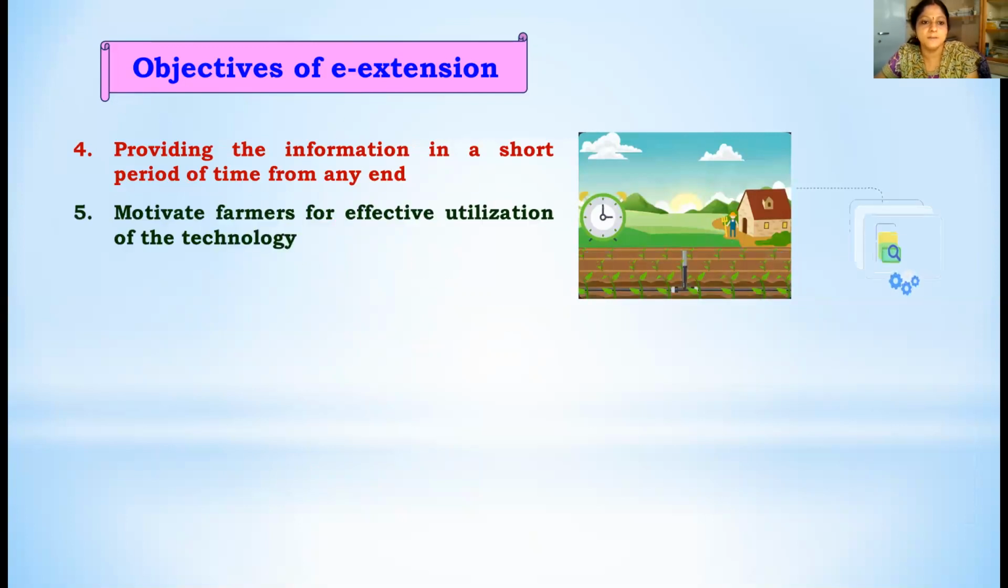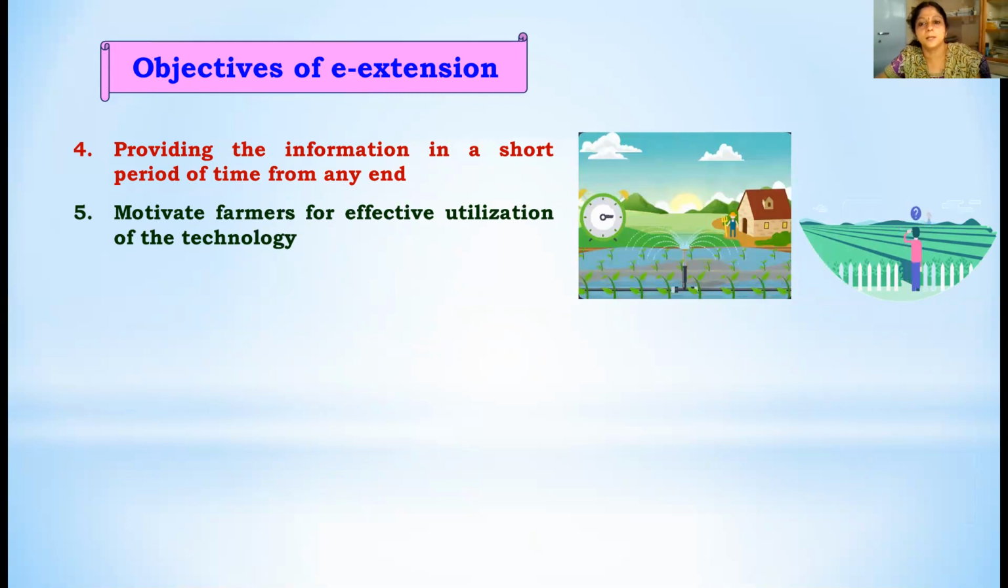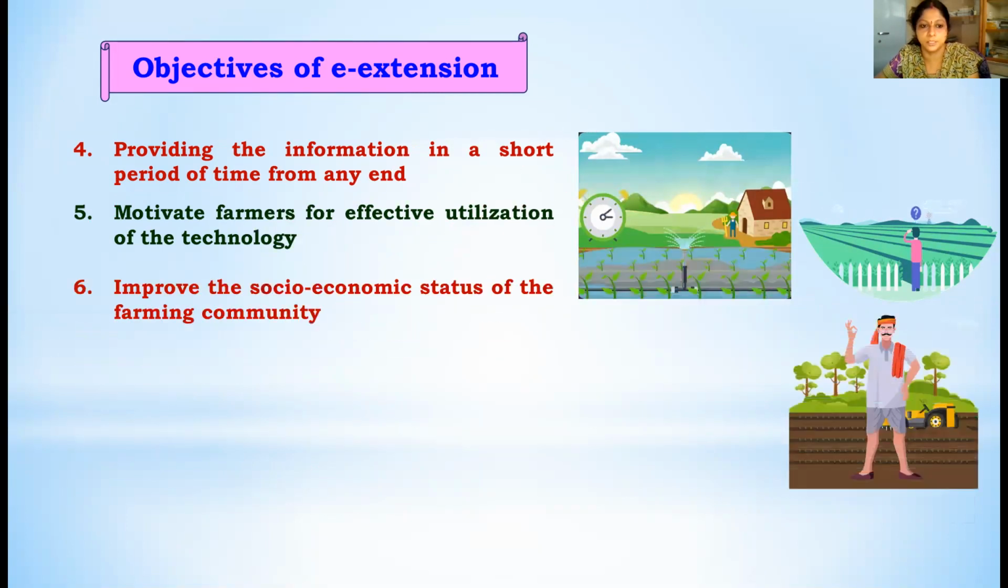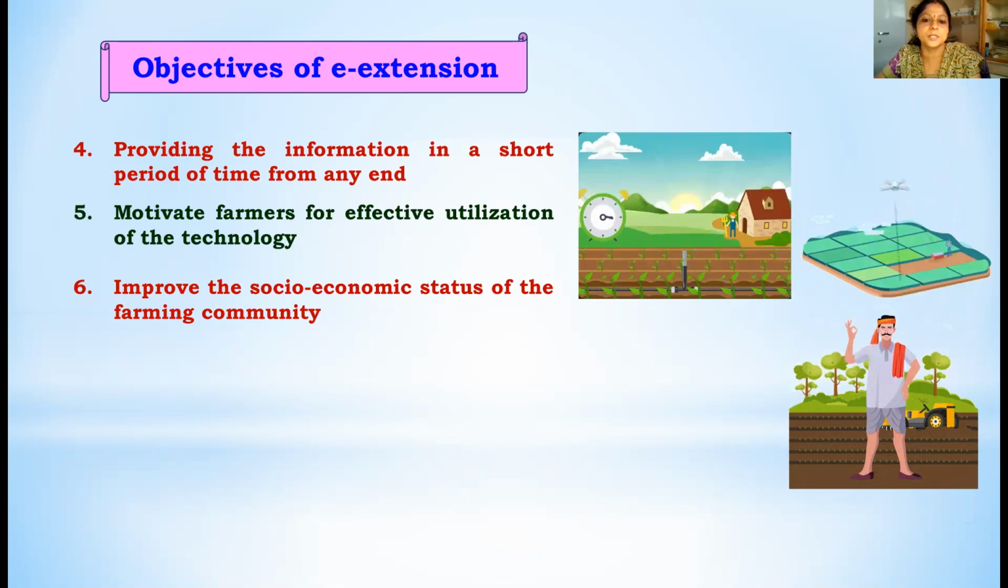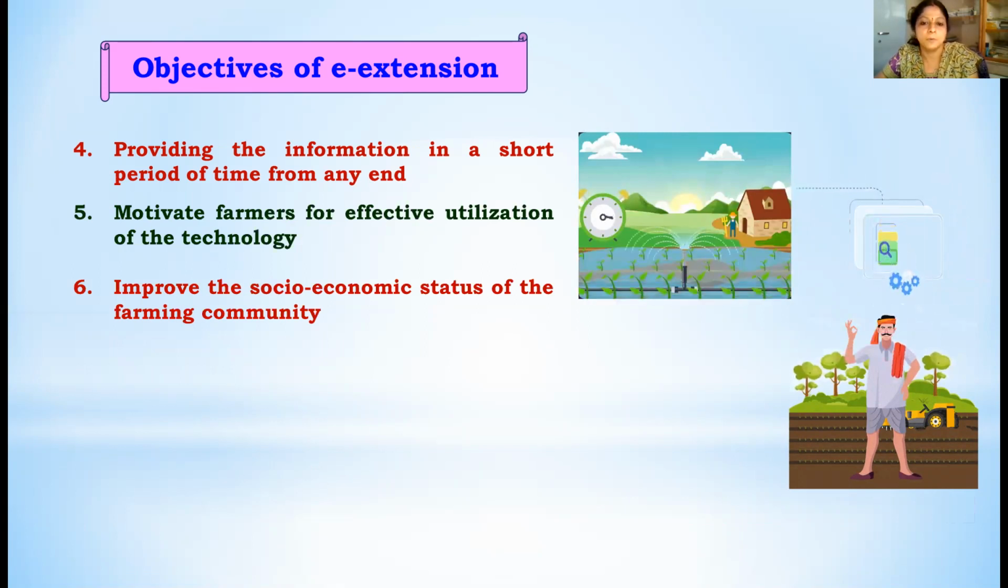The next one is that it motivates the farmer for effective utilization of technology. There are a lot of technologies. IoT has come, sensors have come that can be used at your fingertip, and you can manage your agriculture. In such situations, e-extension helps us make use of all those technologies. By operating in time and providing the required quantity of inputs to the crops, and with effective management, we get better returns in terms of higher profitability or higher yield. That in turn improves the socio-economic status of the farming community.